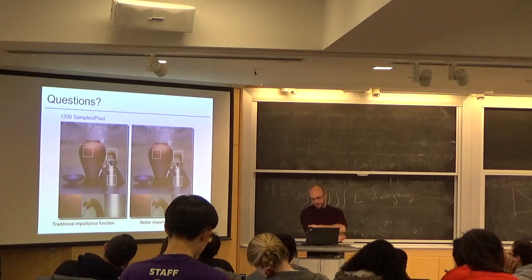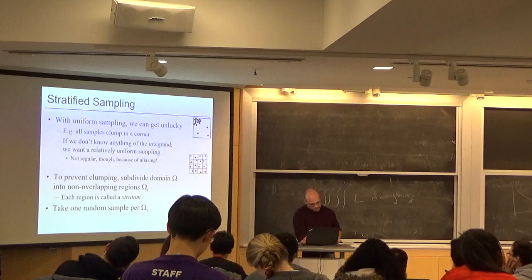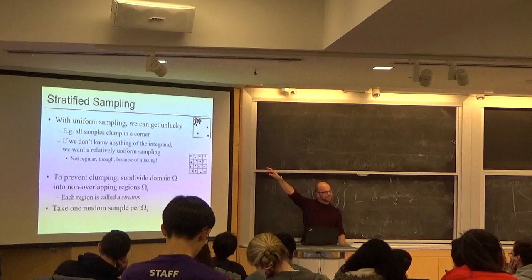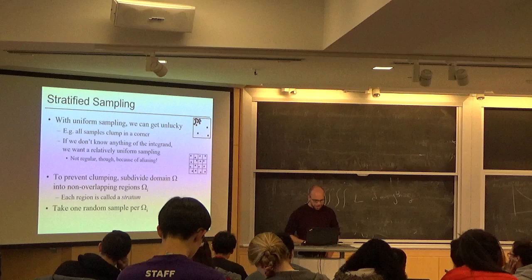There are many ways to do this bias sampling. Of course, if you go too crazy with this, you could end up in a situation like the upper right, where all of your samples are sitting in that lobe, in which case you miss the other information.